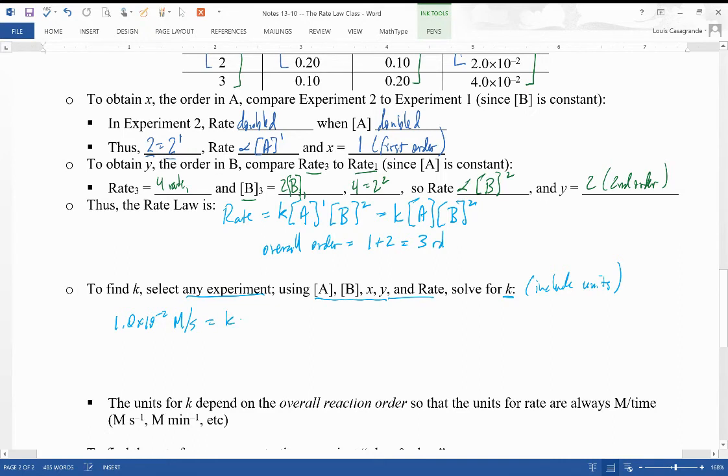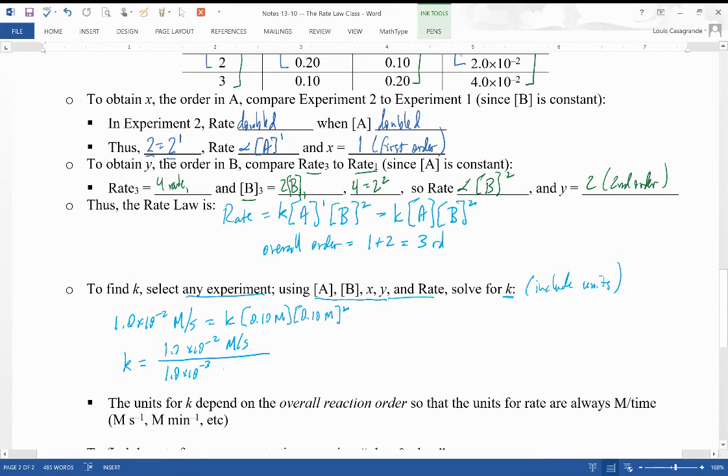That's going to equal K times the concentration of A, which was 0.10 molar, times the concentration of B, which was 0.10 molar quantity squared. So rearranging that, we get that K is equal to 1.0 times 10 to the minus 2 molar per second, divided by, now let's do the math, 1 times 10 to the minus 1 times 1 times 10 to the minus 1 squared, which is going to be 1.0 times 10 to the minus 3.